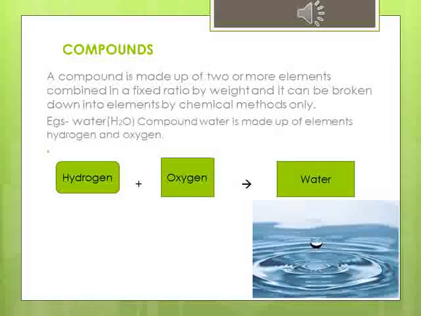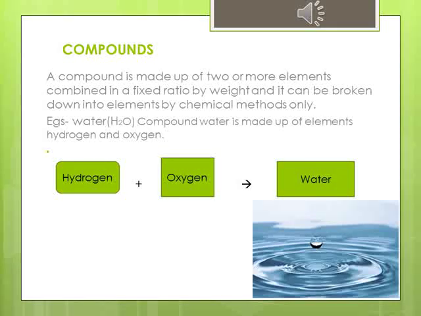Okay, now coming to the next type of pure substance, and it is called compounds. So a compound is made up of two or more elements combined in a fixed ratio by weight, and it can be broken down into elements by chemical methods only. So that means when you have a compound, it is always made up of two different elements, but they have to combine in a proper ratio.